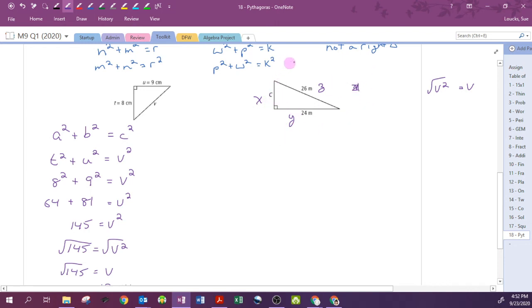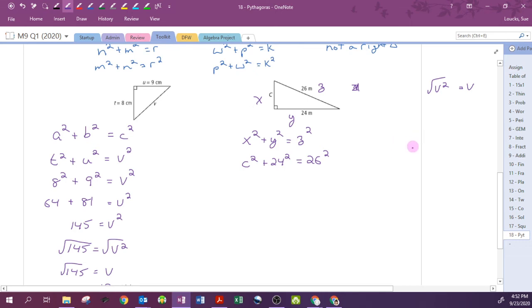Okay. And now our formula for this is x squared plus y squared equals z squared. Leg squared plus leg squared equals hypotenuse squared. And my value for x is c, so this is going to be c squared. And my value for y is 24, so this is 24 squared. And my value for z is 26 squared. Okay. Now, really strong piece of advice.